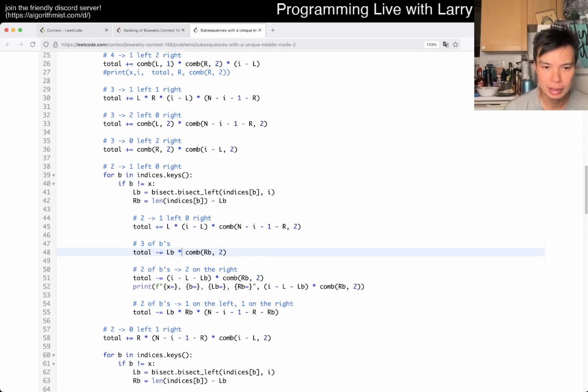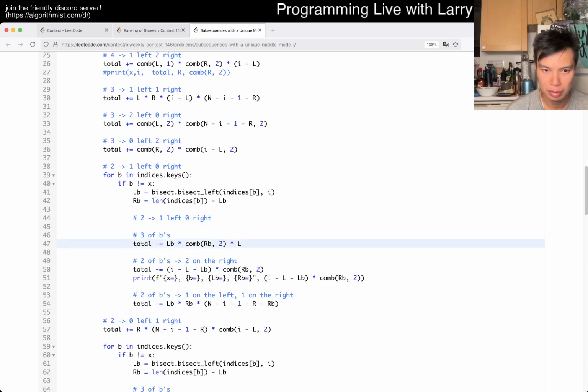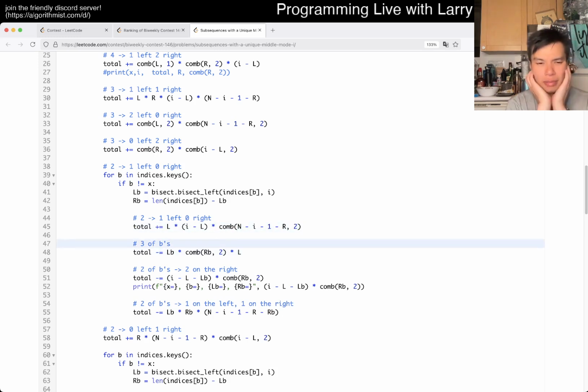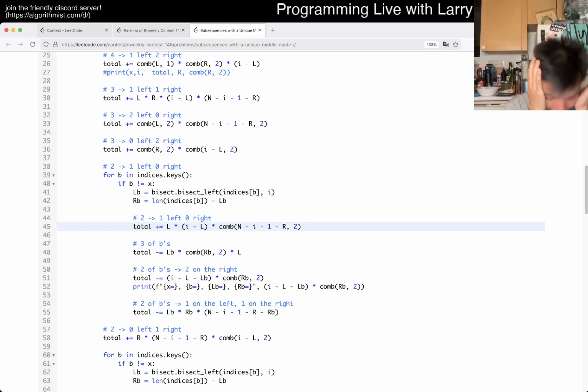Okay, 3b's. It's gonna be this times 1 on the left. So that's it, right? Oh wait, this is. No, okay, yeah, this is that. Well, this is wrong. Okay, how do I combine them? A good way.